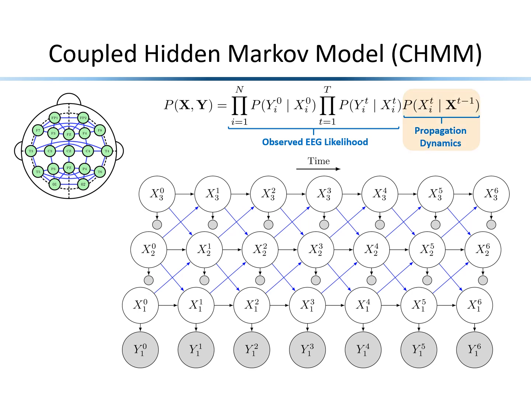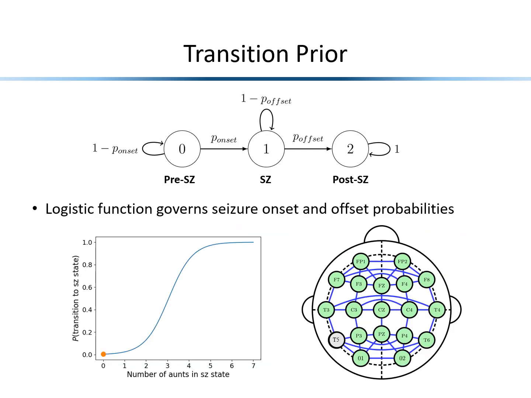I'm going to start by describing the propagation dynamics. In our case, each channel we consider as being tri-state. The three states are pre-seizure baseline, seizure activity, and post-seizure baseline. And really here, the coupling is influenced by the probability of transitioning through these states with regard to its neighbors.